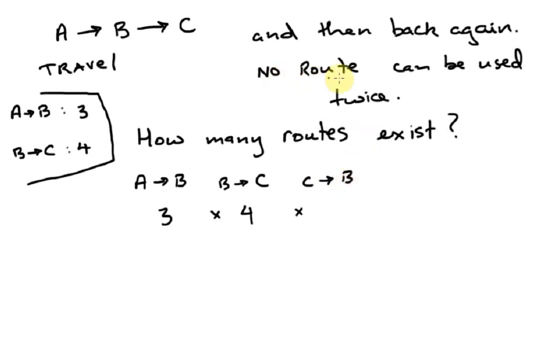But wait, no route can be used twice. So how many choices do I have on my return trip? One less than on the way there. So if this was 4, now I only have 3 to choose from. And then from B to A, well, there were 3, now I have one less than that, only 2. So if I multiply this mess together, I get 72 different routes. So that's kind of cool. That's actually a lot more choices than you might think for traveling.